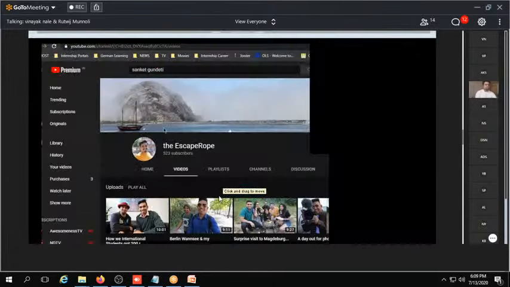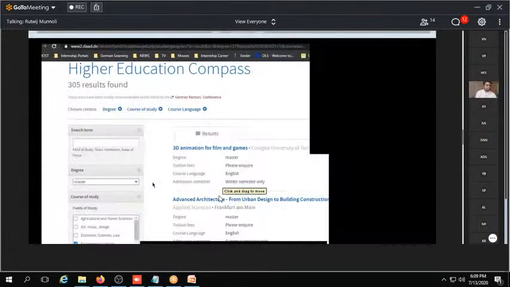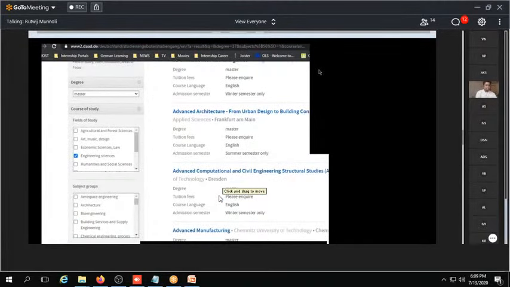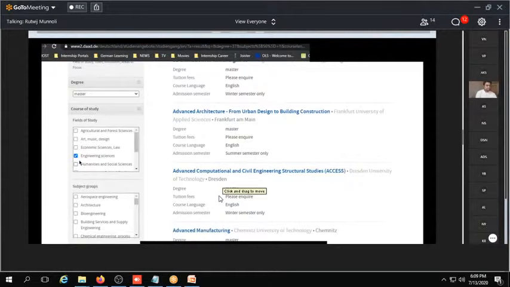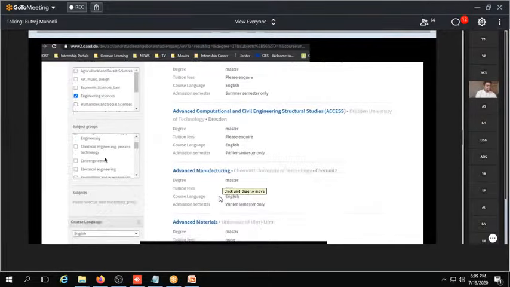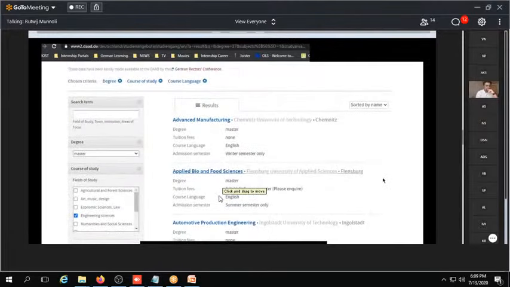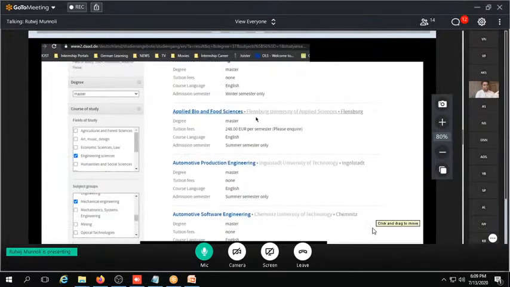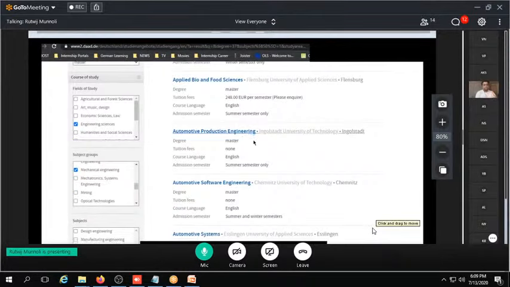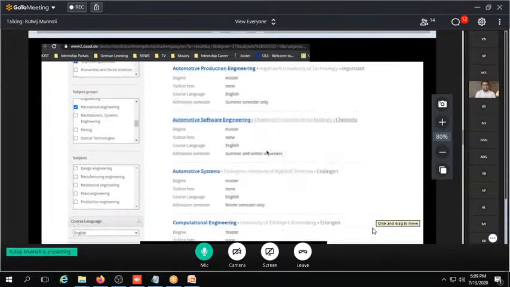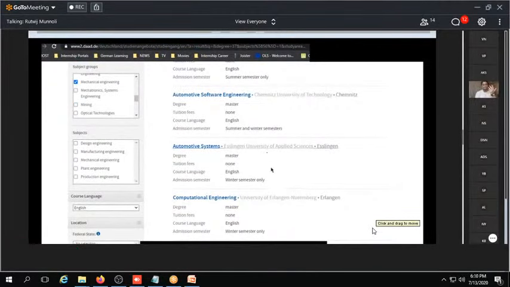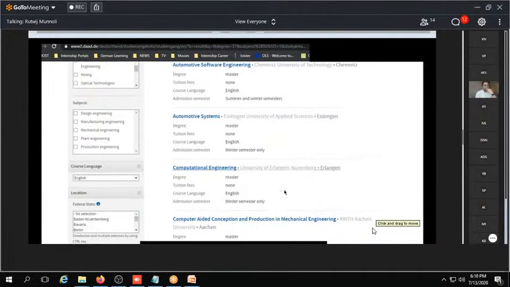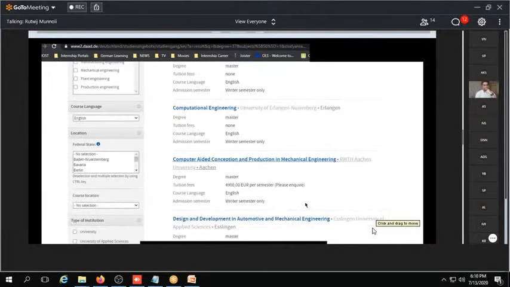Okay, just a moment. Here we can see that if you segregate like in engineering sciences, here in mechanical engineering, these are the courses like advanced manufacturing course from Chemnitz University, then applied bio and food sciences, automotive production engineering, automotive software engineering. So these are some of the top courses that I have applied during my application process also. So yeah, you can check all those things over here.